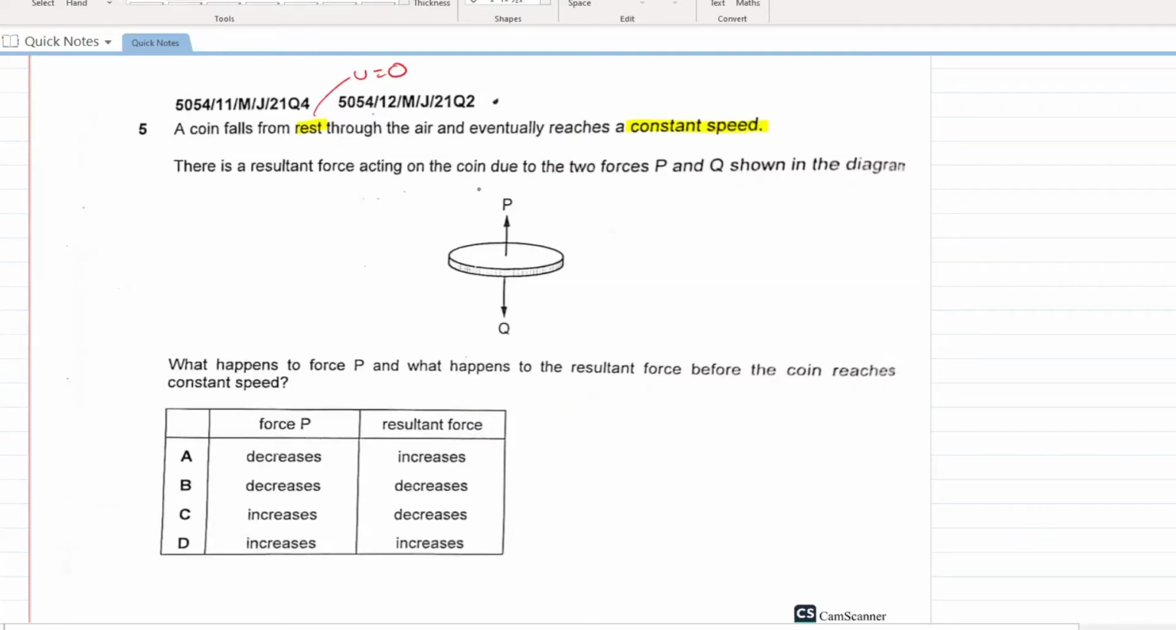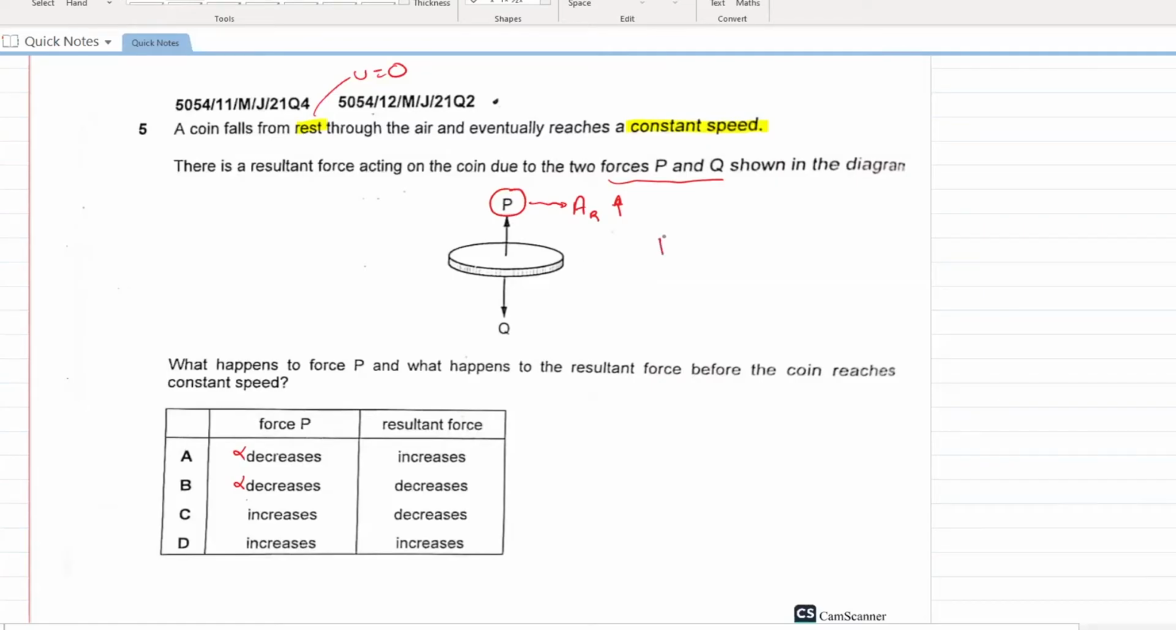There is a resultant force acting on the coin due to the two forces P and Q shown in the diagram. What happens to force P and what happens to the resultant force before the coin reaches constant speed? Do you remember this upward force or the backward force is air resistance? And air resistance is constantly increasing until you reach terminal velocity or constant speed. So options A and B will get cancelled out.